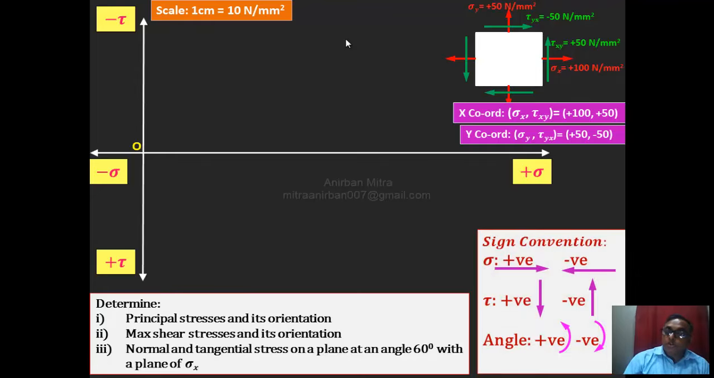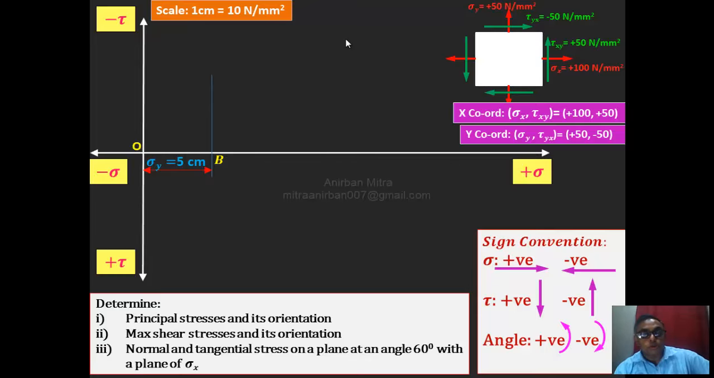This is the sign convention we are assuming. Already I explained that right side directions we consider positive and left side directions negative, that is called sigma value along the x-axis. Tau downward is positive, tau upward is negative, that is opposite to the normal conventions. Angle measurement anti-clockwise is positive and clockwise is negative.